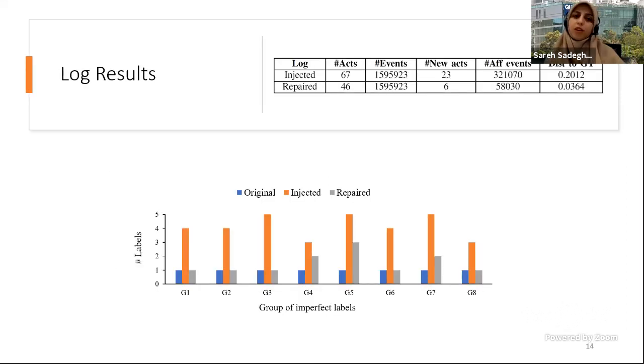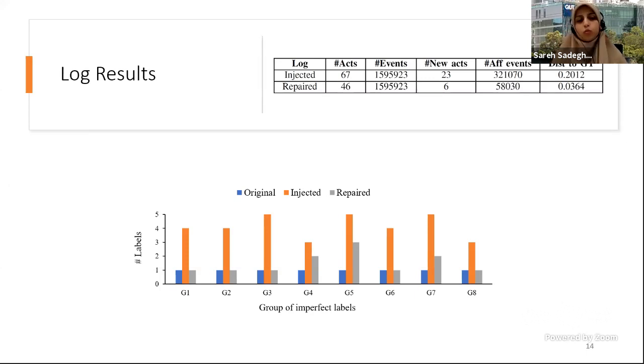This table compares the injected and repaired logs. The injected log had 67 activity labels, which was reduced to 46 in the repaired log through our approach. You can see that the repaired log is much closer to the ground truth, which is the original BPI 19 log, compared to the injected log. And this chart shows the number of distinct activity labels in each of the 8 groups of imperfect labels in the original, injected, and repaired logs.